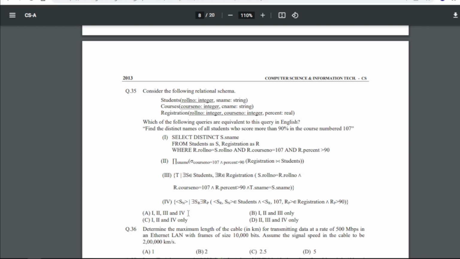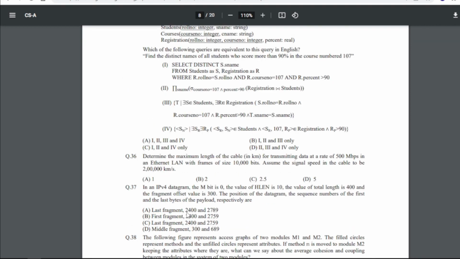36 is determine the maximum length of the cable in kilometer for transmitting data at a rate of 500 Mbps in an Ethernet LAN with frames of size 10,000 bits. Assume the signal speed in the cable to be 2 lakh kilometer per second. So for 36 our answer will be here B, that is 1, right? Sorry, B, that is 2.